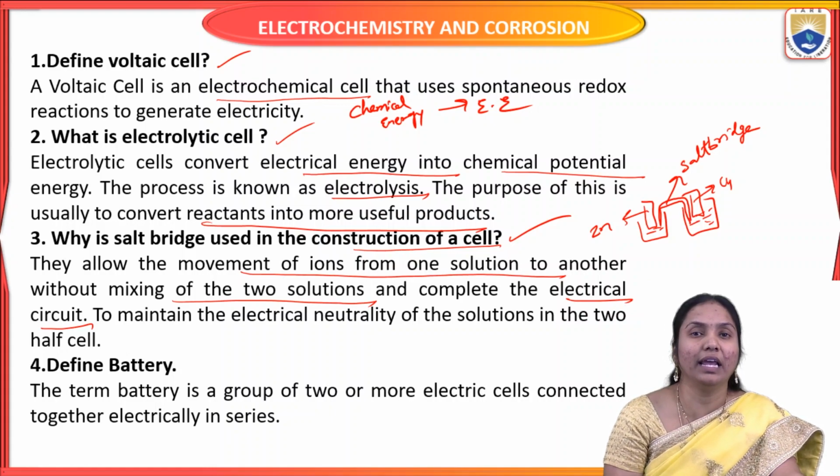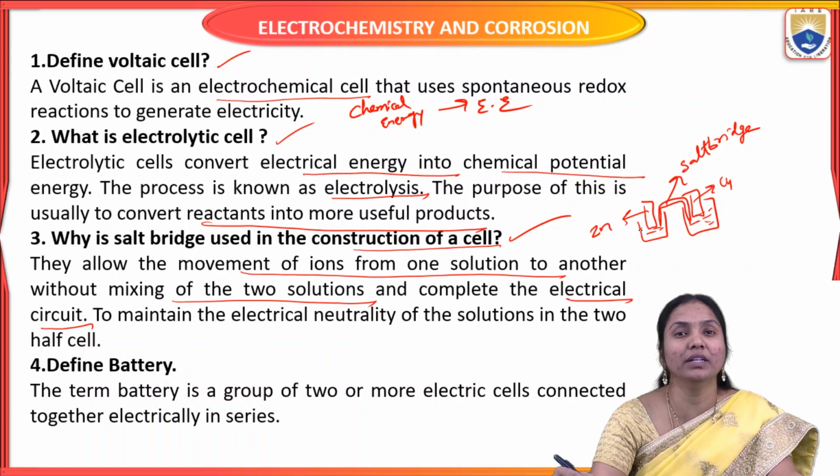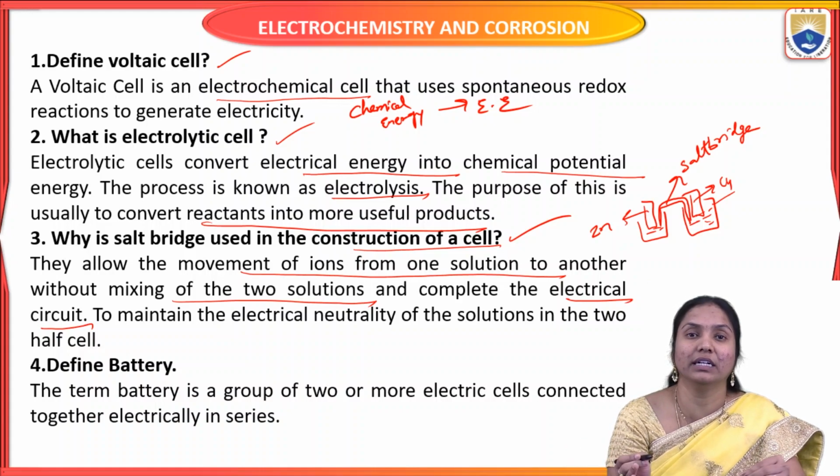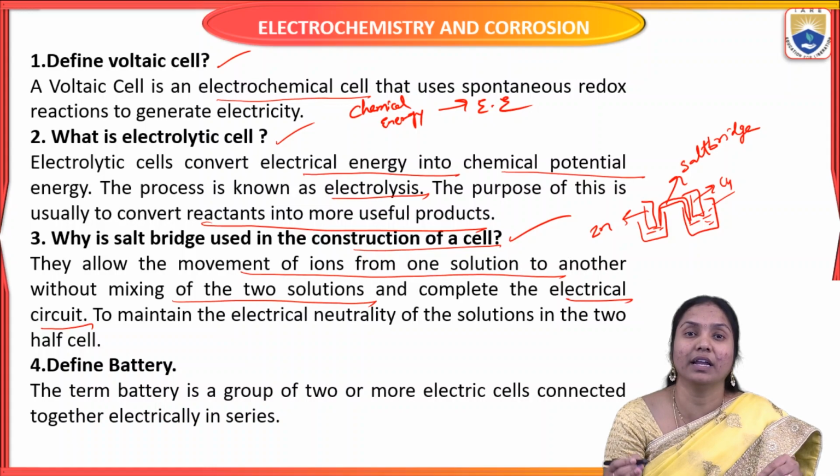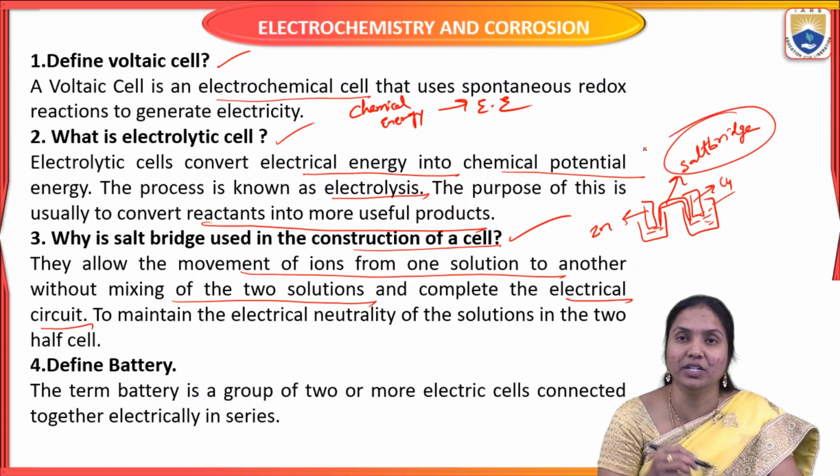It also maintains the electrical neutrality of the solution in between the two half cells. For example, the zinc electrode dipped in zinc sulfate solution is one half cell. Zinc usually acts as the anode, so this half cell is called the oxidation half cell. The copper electrode dipped in copper sulfate solution is another half cell. These two half cells connected in a series are called a complete cell, connected through a salt bridge.